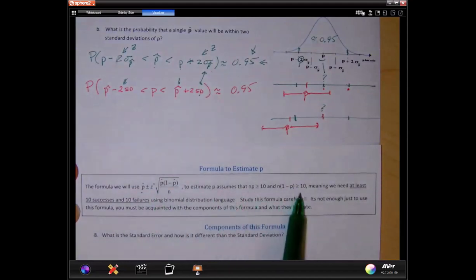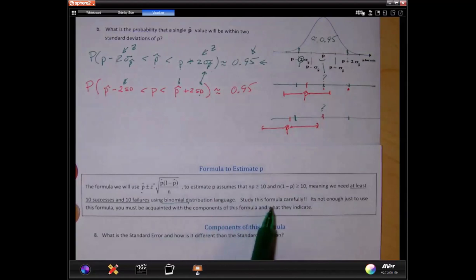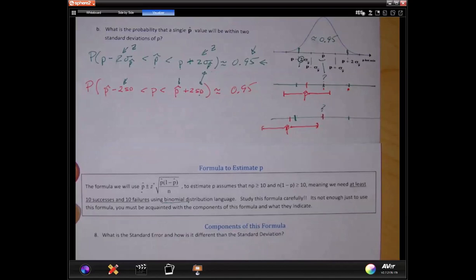I'm assuming that I meet this condition. Binomial language we haven't talked about, so let's disregard that. And again, study this carefully. It's not enough to just use this formula. You must be acquainted with the components of this formula and what they indicate. So let's talk about the components of this formula and what they indicate.